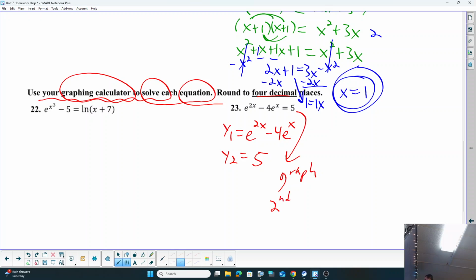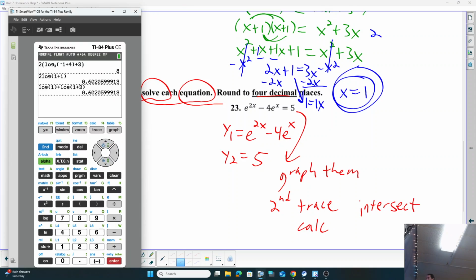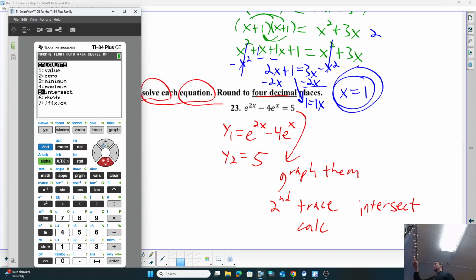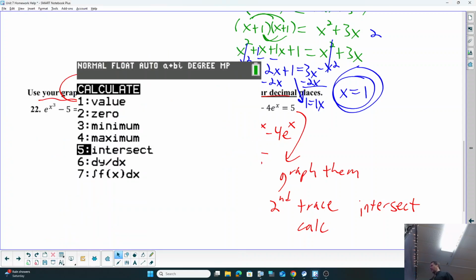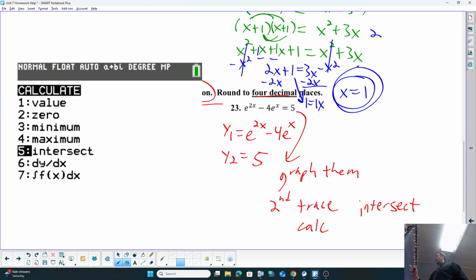We're going to graph them, and then we're going to go second trace. Second trace is basically calc, and then it's going to be the intersection, right? What option is the intersection? Extra credit, do you know what it is? It's option 5. Intersection is option 5. So we do second trace, or second calc, and then option 5, intersection.